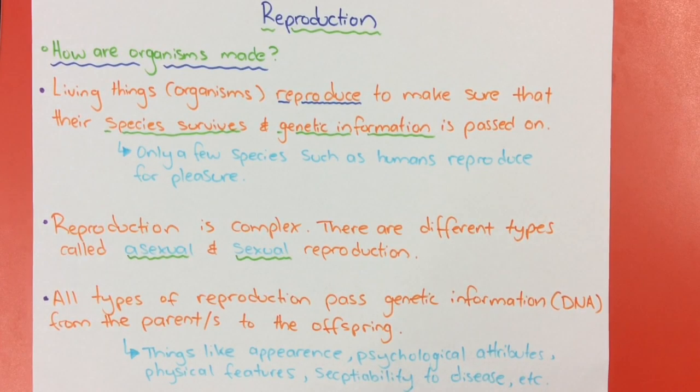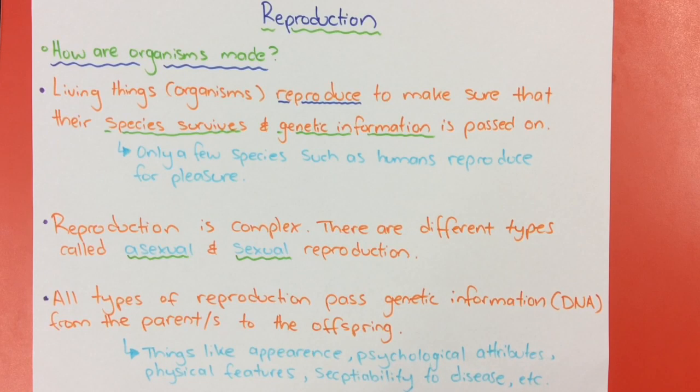So all living things, or organisms, reproduce to make sure that their species survives and that genetic information is passed on. There's only a few species, such as humans, which reproduce for pleasure. Reproduction is quite complex. There are different types. Two of them that we're going to focus on are sexual and asexual reproduction. We're going to talk more about those in a different video, so stay tuned for that one.